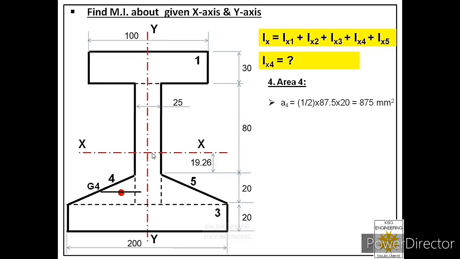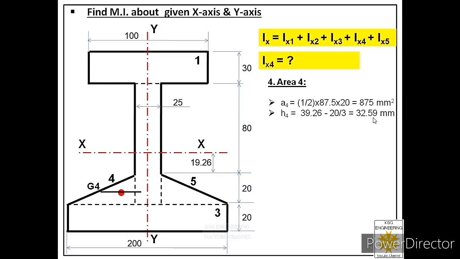Now we know the main axis is at a distance of 39.26 from this side, and this centroidal axis is lying at h by 3 from this side, that is 20 by 3. It means the distance between these two axes will be 39.26 minus 20 by 3. So h4 is 39.26 minus 20 by 3, that is equal to 32.59 mm.